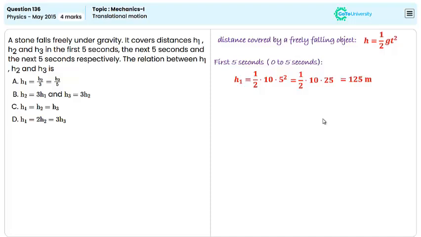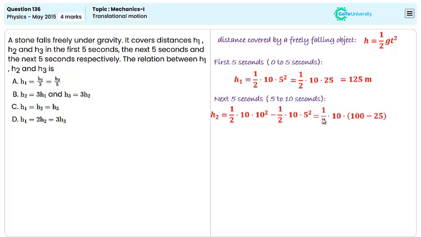In the next 5 seconds, which is 5 to 10 seconds, we have h2 is equal to 1 by 2 into 10 into 10 square minus 1 by 2 into 10 into 5 square, which is equal to 1 by 2 into 10 into 100 minus 25, which is 1 by 2 into 10 into 75, which is nothing but 375 meters.